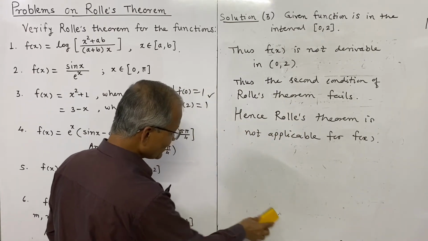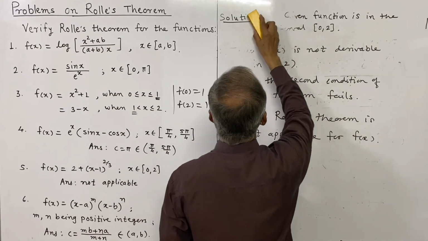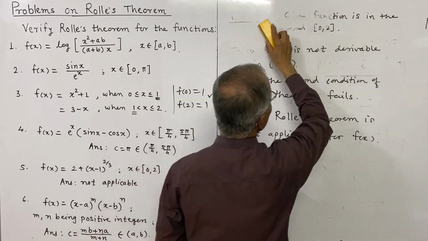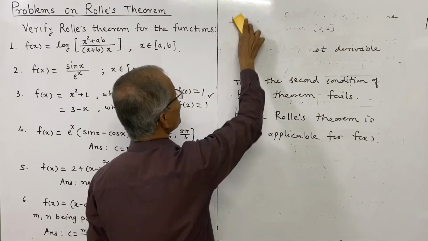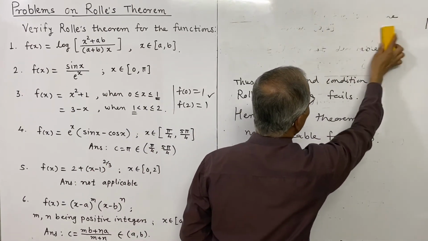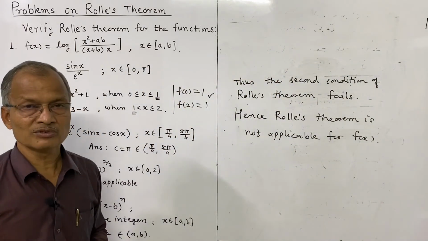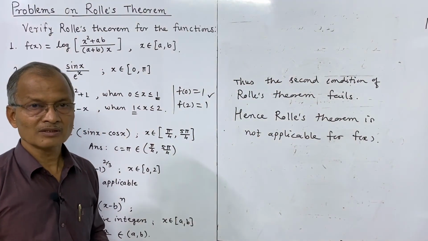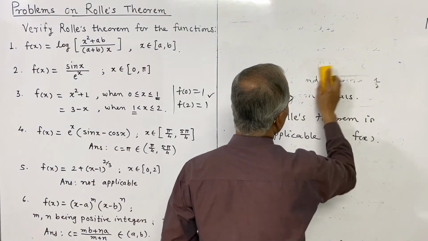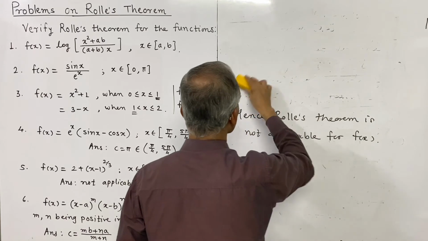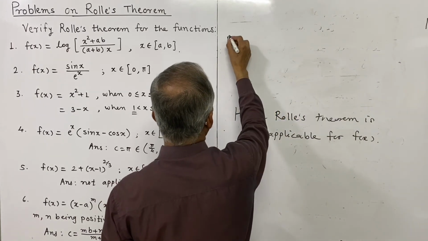But one thing is to be noted, or we write it as a remark. The three conditions of Rolle's theorem are sufficient but not necessary. So without satisfying any of the conditions, there may exist a value c in the open interval AB such that f dash of c is equal to 0. So that we shall write as a note or as a remark.